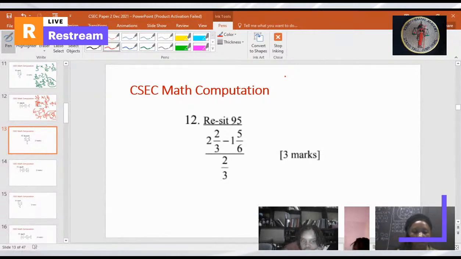So first, we're going to work the numerator. All right, so 2 and 2 over 3 minus 1 and 5 over 6. What next? We're going to subtract the whole. So subtract 1 from 2, which will give you 1.